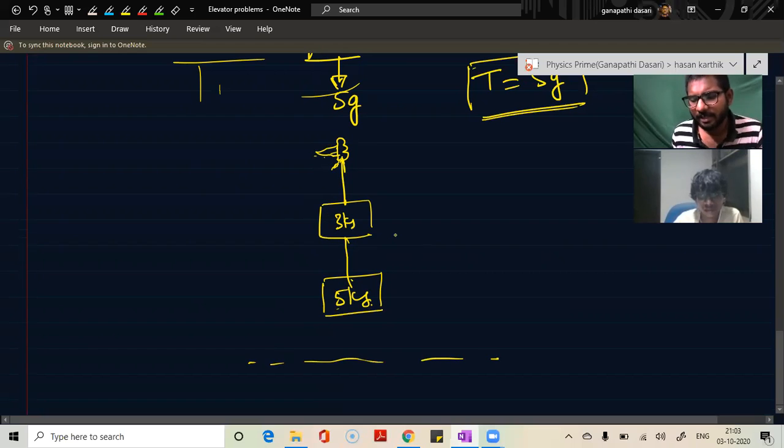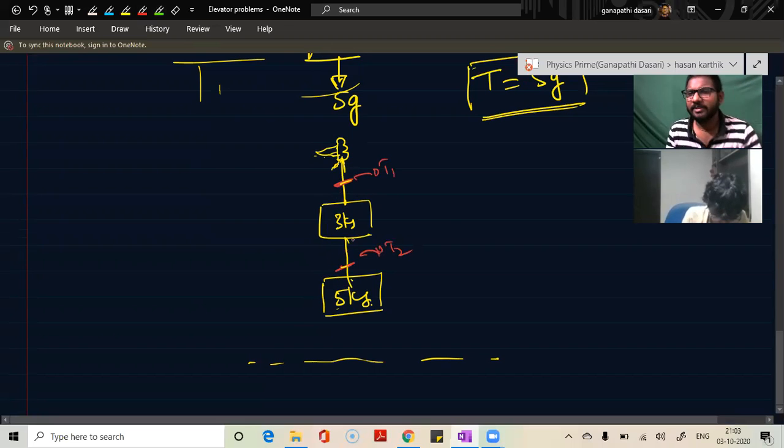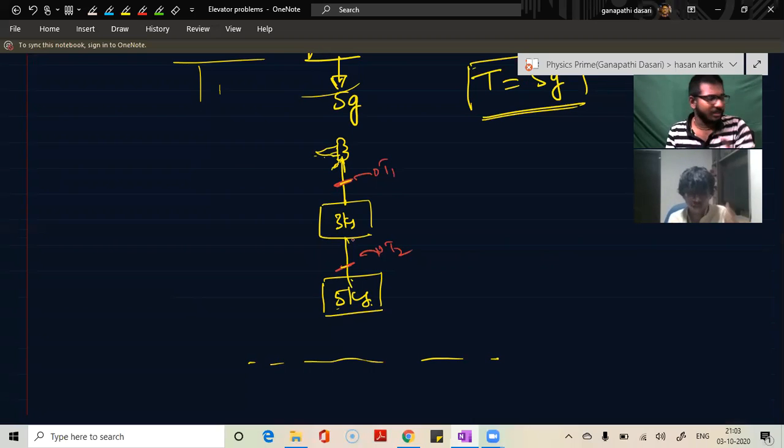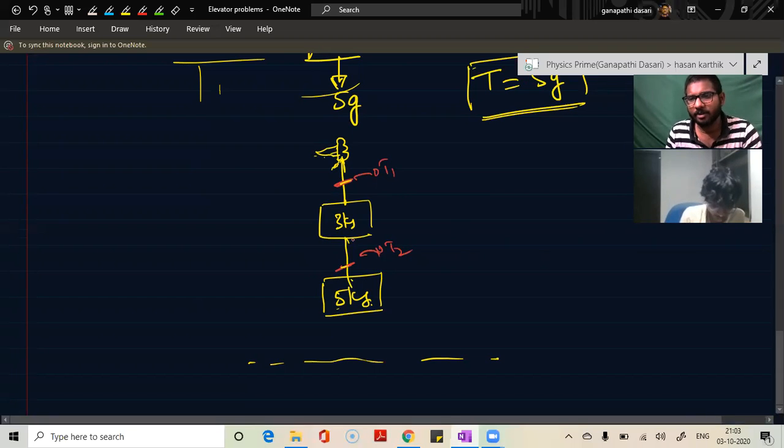You tell me, will this tension and this tension be the same? They're two strings. This tension and this one. No, sir. Why? Because there's a mass in between. If there's no mass, if an ideal string is there, the entire tension will be the same. Now you tell me, this you consider T1, this you consider T2. You tell me T1 and T2. But for me, the free body diagram is important. If you solve it wrong, it's okay, but trying to write down the free body diagram is important.